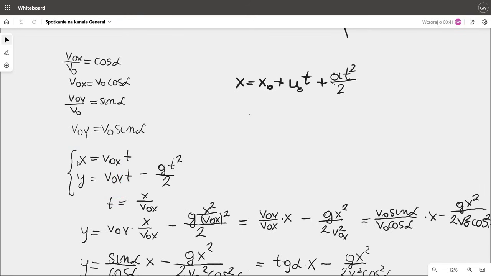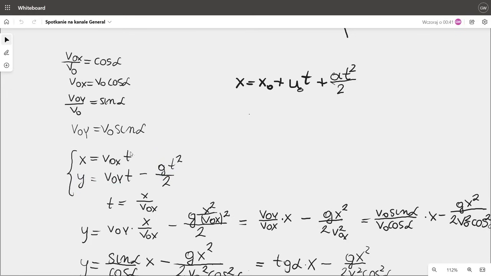So, the equation of motion in the direction of axis x looks like this. X equals v0x times t. For y-axis, y0 is 0, u0 is equal plus v0y, and a is equal minus g. And here we have equation of motion for the axis y.